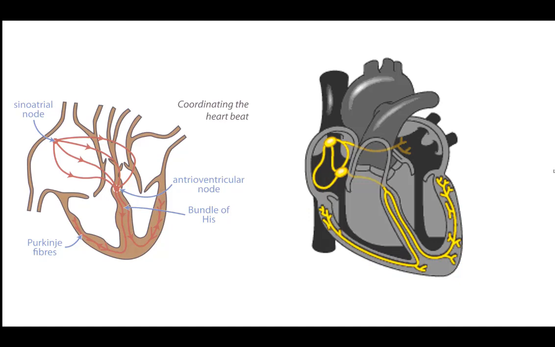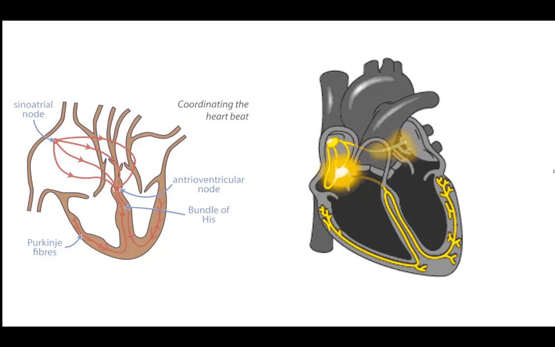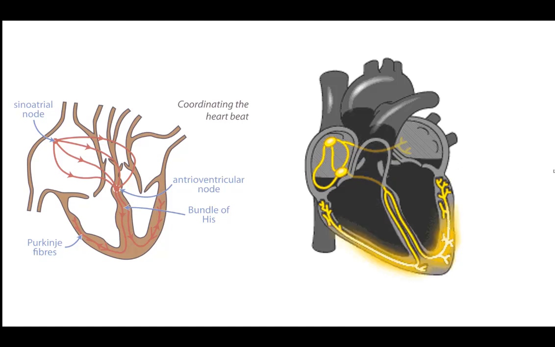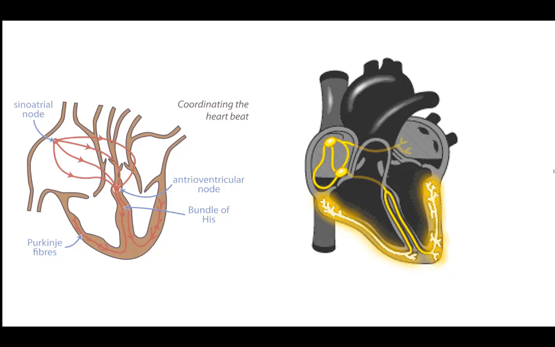So here we are in diastole again. Heart's filling with blood. There's no impulses being produced until the SA node produces it, spreads across the atria, down to the AV node, and then down the bundle of His, into the Purkinje fibres, and then the ventricles start to contract from the bottom up, forcing blood upwards and outwards.